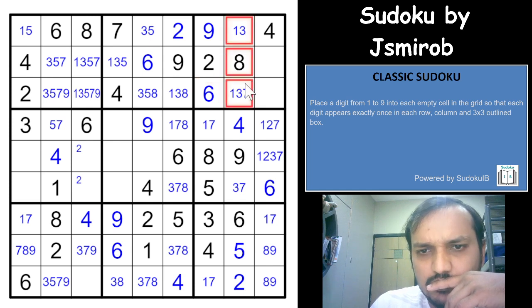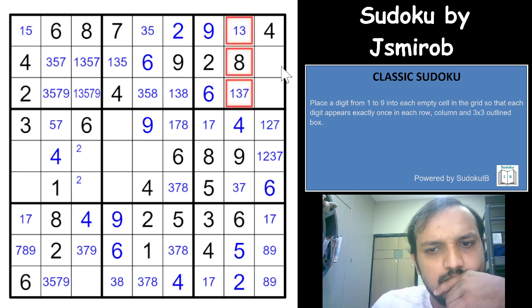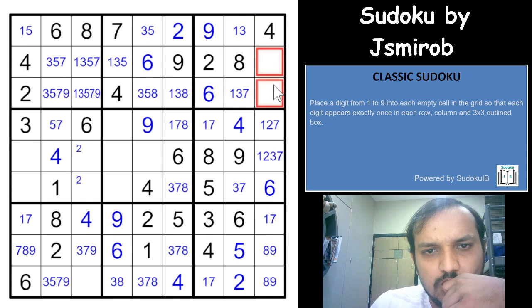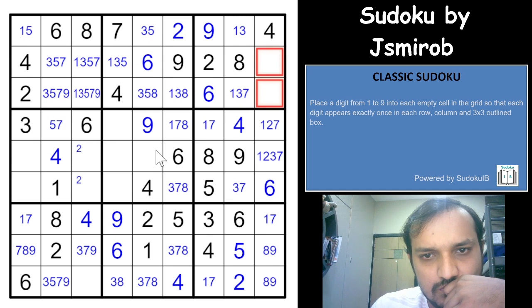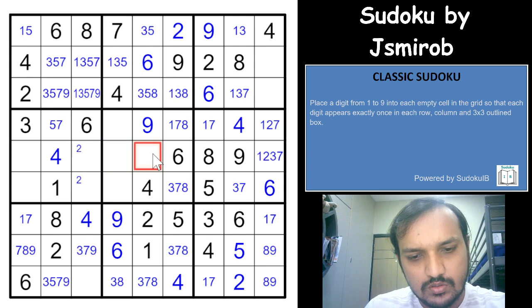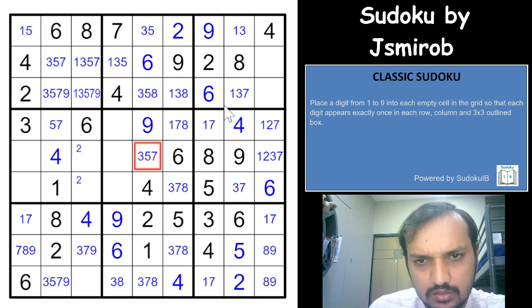1 is in one of these two cells. 5 is in one of these two cells. Okay. 3, 5 and a 7 here. Come on, we should be missing something.